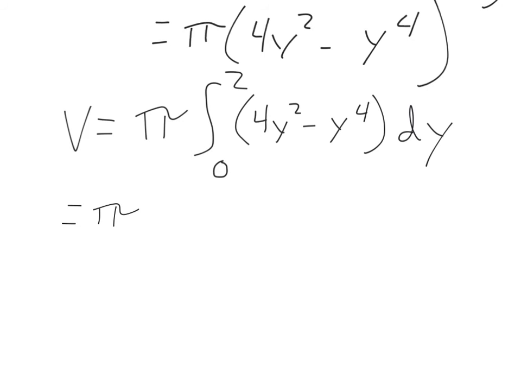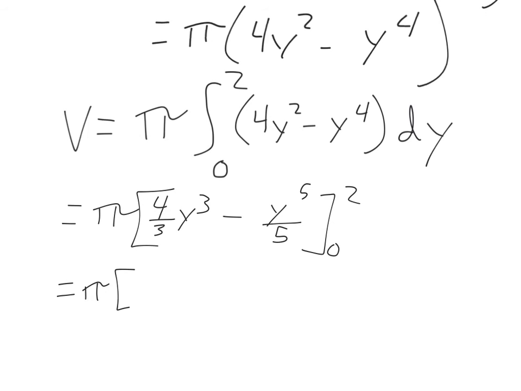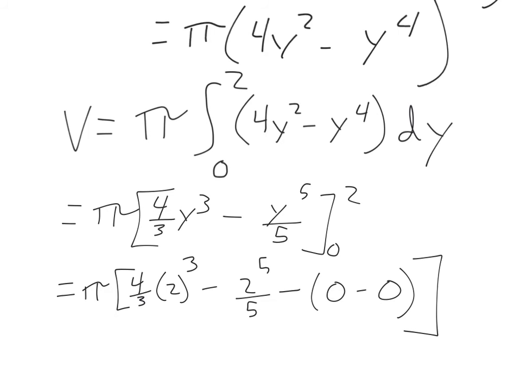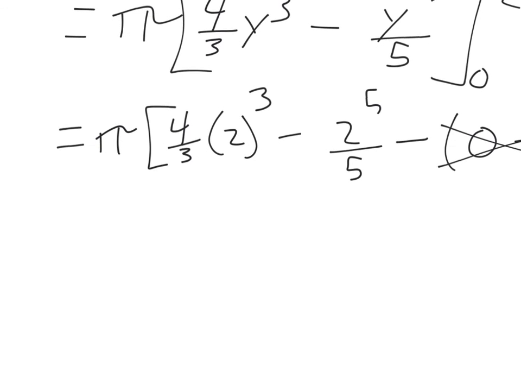Let's take the antiderivative. The antiderivative of y squared is y cubed, then divide it by 3, so you get 4/3 y cubed, minus y to the fourth is y to the fifth, divided by 5, from 0 to 2. Let's evaluate this thing. This is pi times 4/3 times 2 cubed minus 2 to the fifth over 5. Minus, now if I was to plug a 0 in all these things, 0 cubed is 0 times 4 is 0, minus 0 to the fifth over 5 is still 0. So this is really just like subtracting a big 0, so it's just kind of meaningless. And so let's just go ahead and simplify.